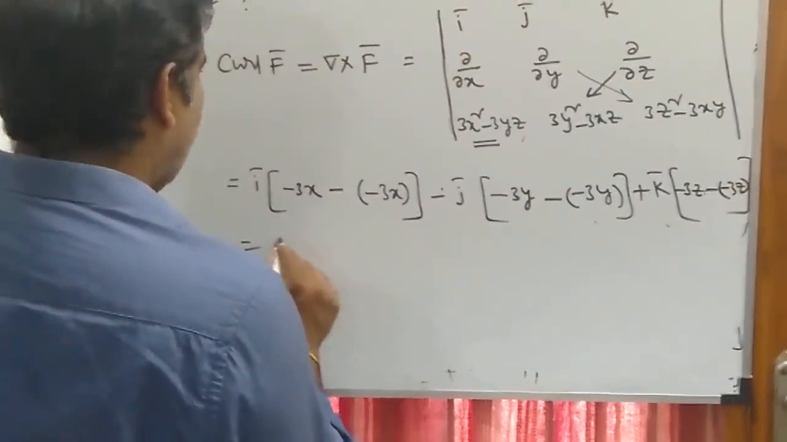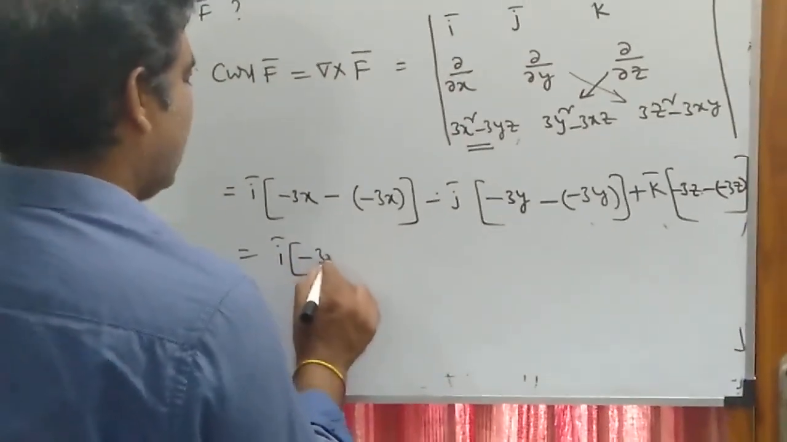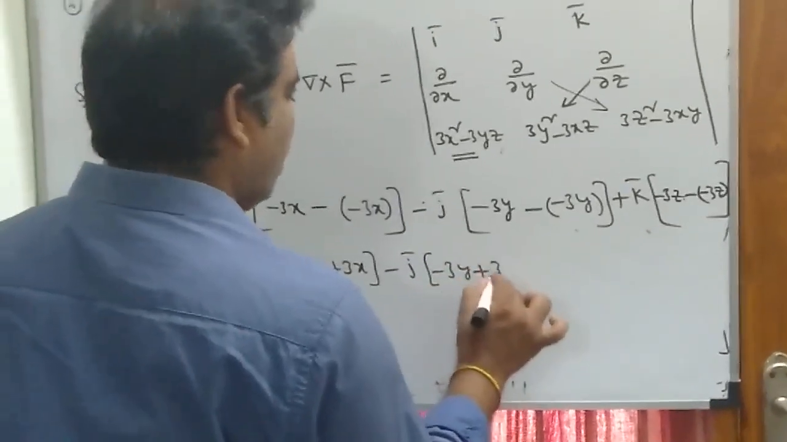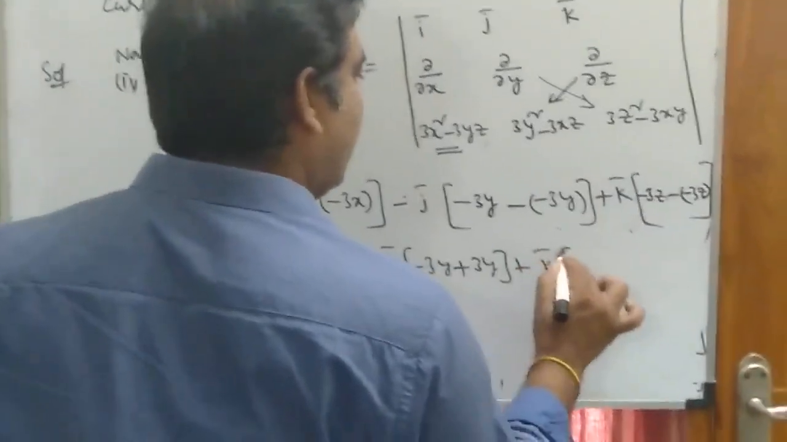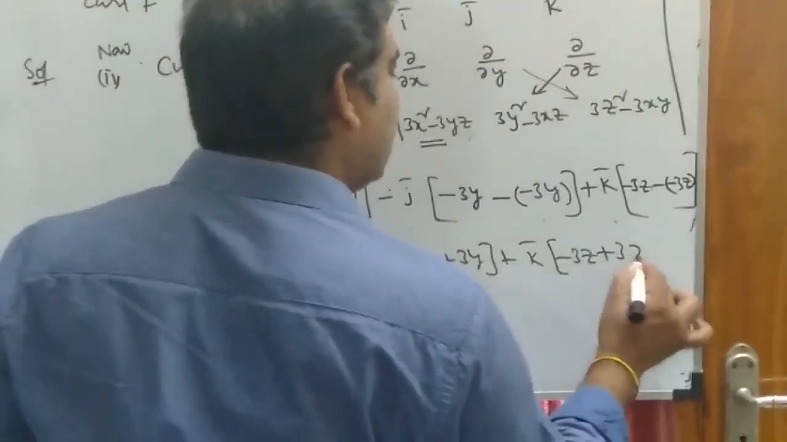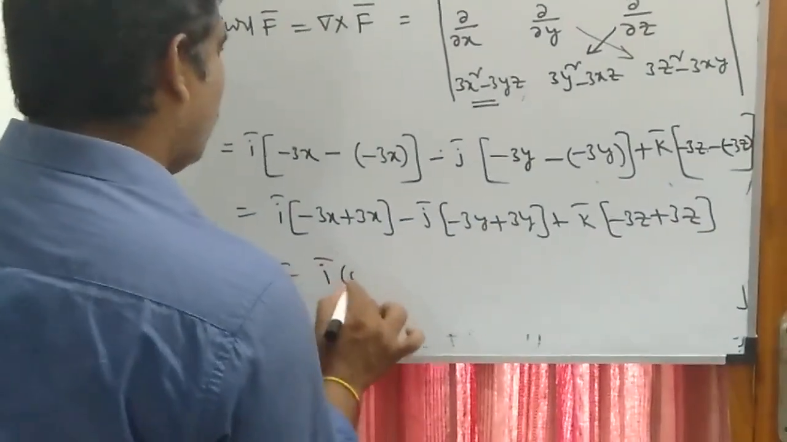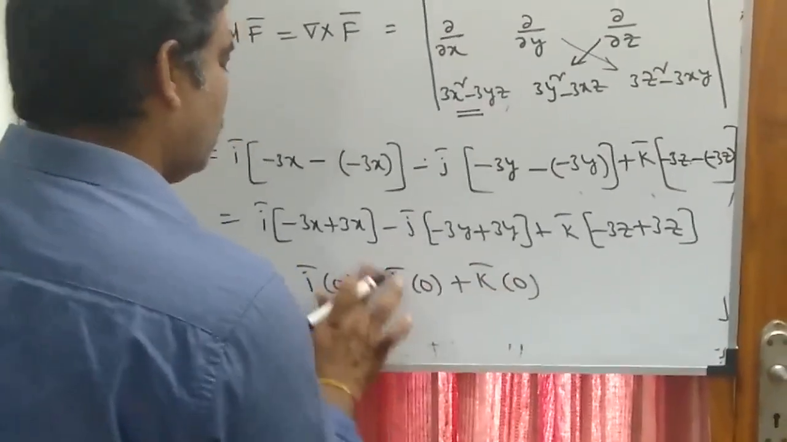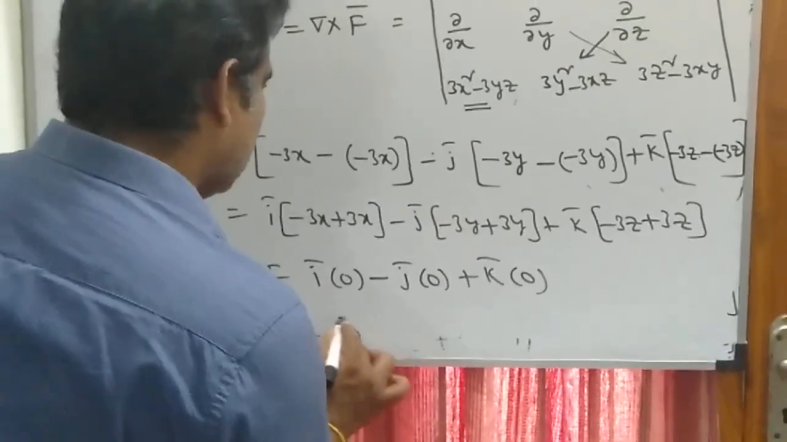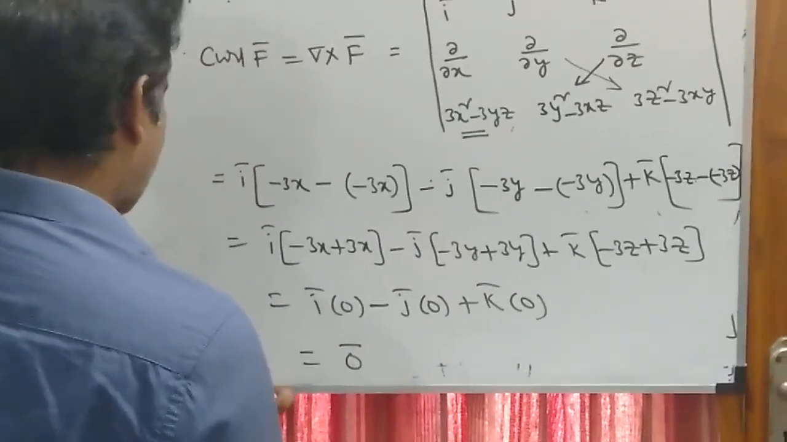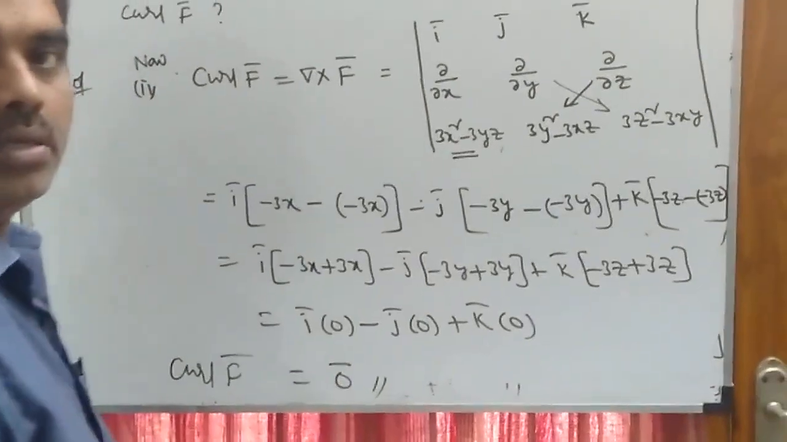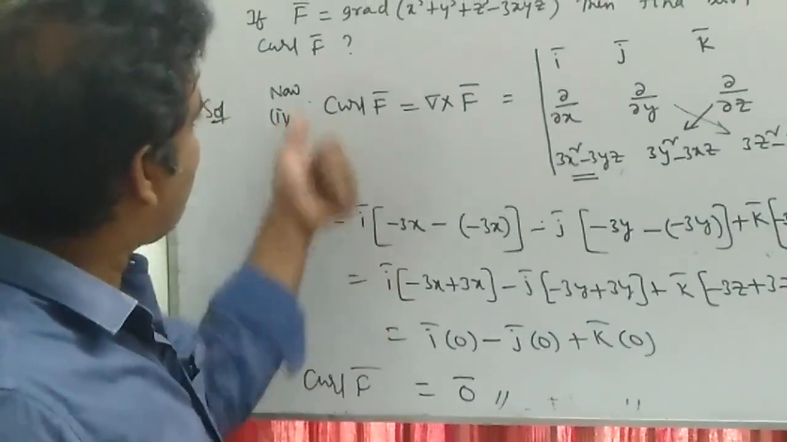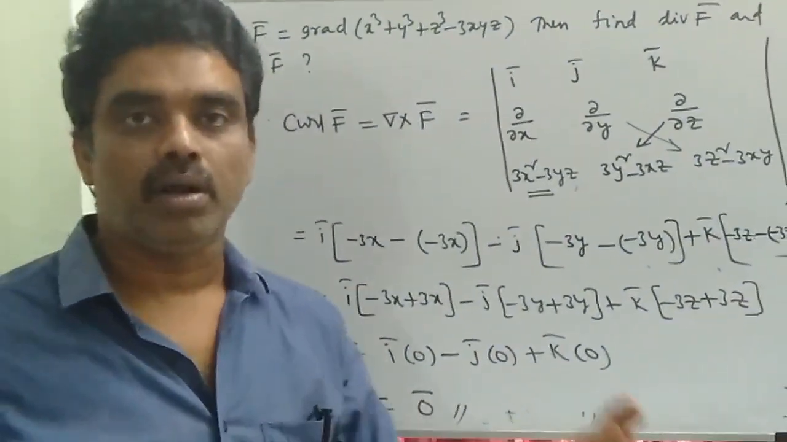So this value is I bar into minus 3x plus 3x, minus j bar into minus 3y plus 3y, plus k bar into minus 3z plus 3z. So this is I bar into 0 plus j bar into 0 plus k bar into 0. So the entire result is 0 bar. So curl f bar is equal to 0 bar. So div f bar we got 6x plus 6y plus 6z, whereas curl f bar is equal to 0 bar.